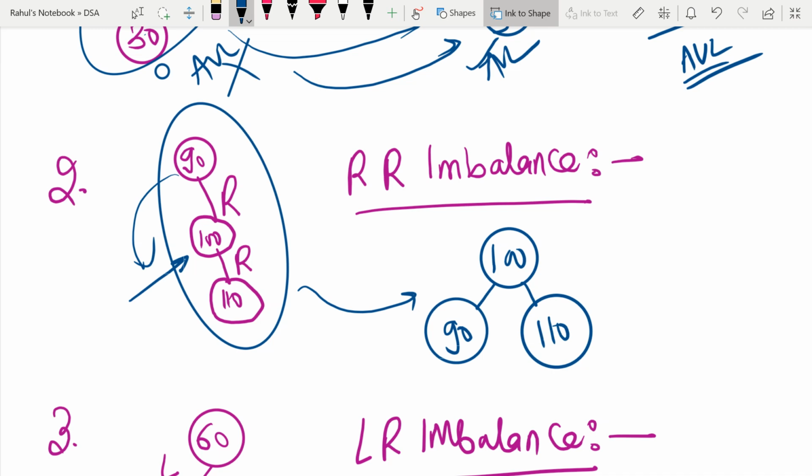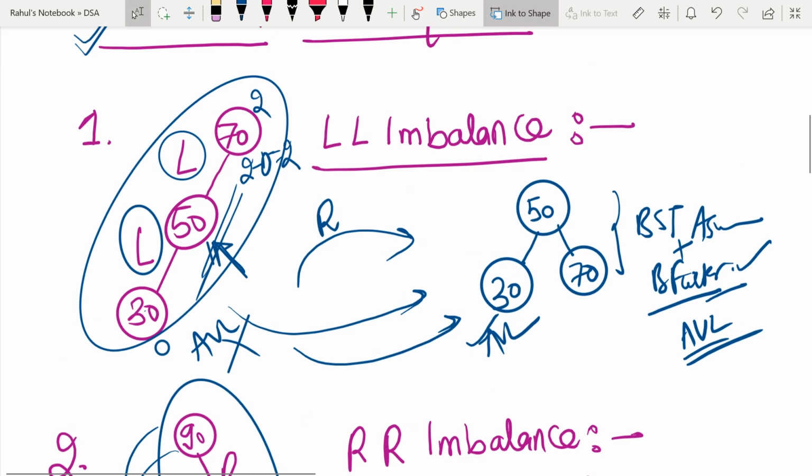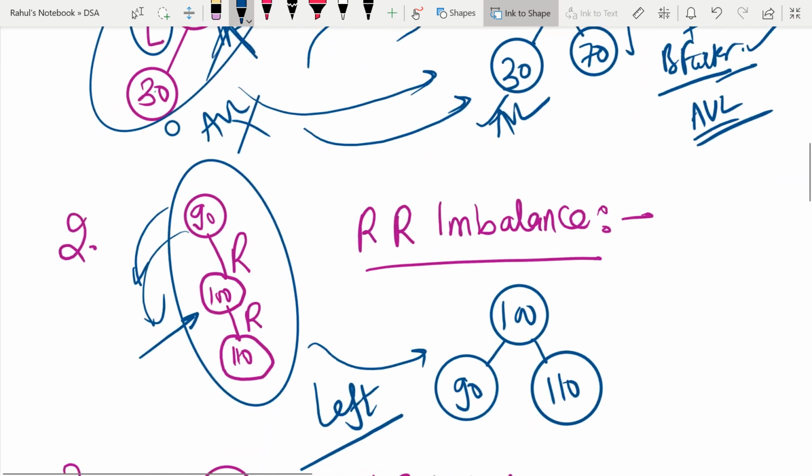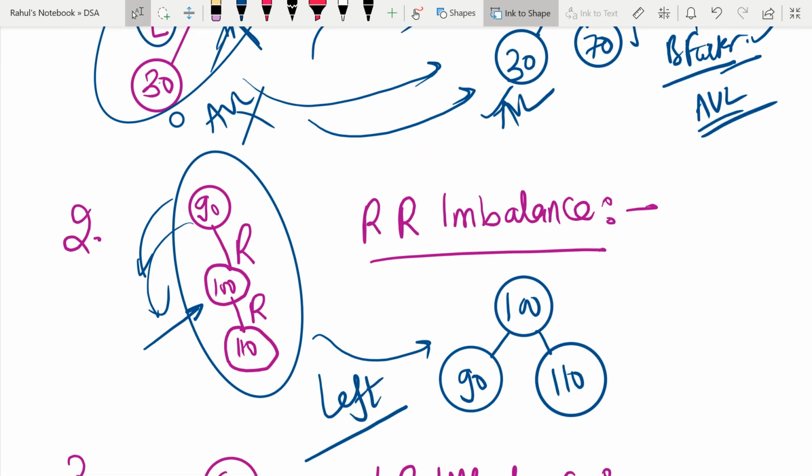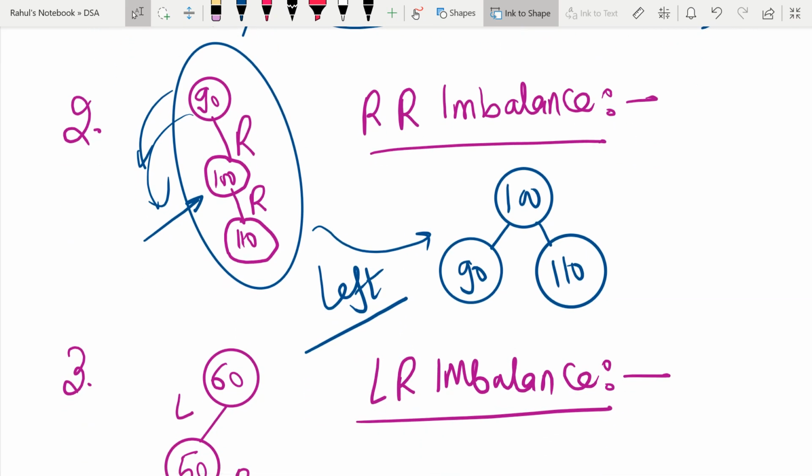So what we do in RR imbalance, we just need to take a left turn. We just need to rotate the tree to the left. You can see here. Whereas in LL imbalance, what we did was take a right turn. You can also say that there we are going clockwise, and here in RR imbalance we are going anti-clockwise, right? So this is the resolution of the RR imbalance to make the tree an AVL tree.